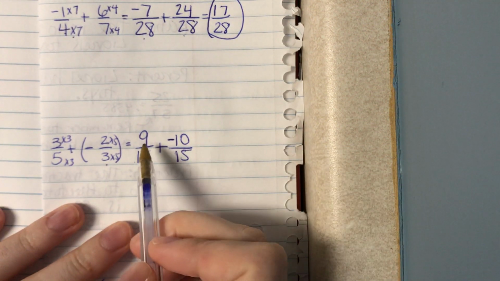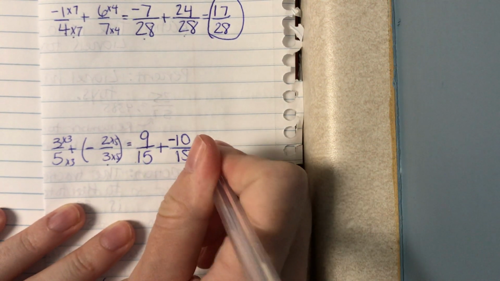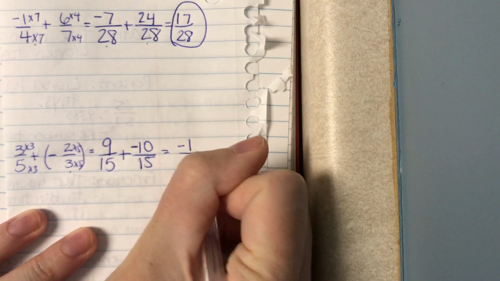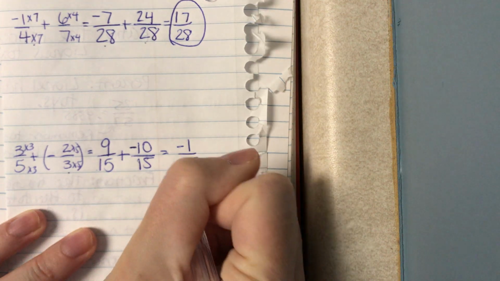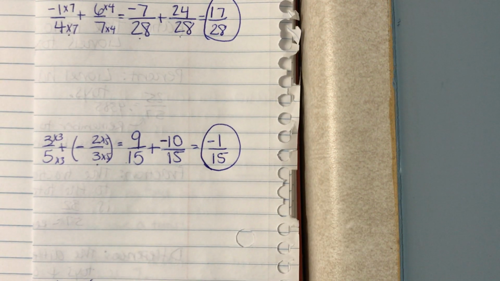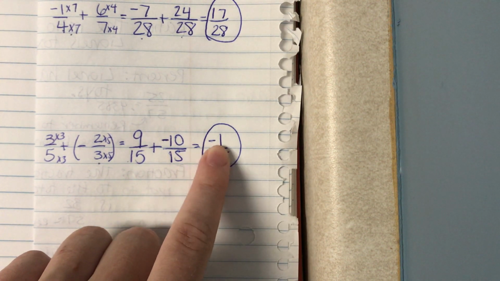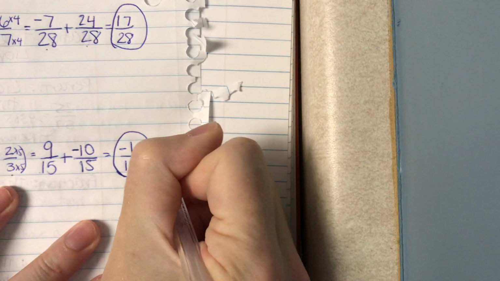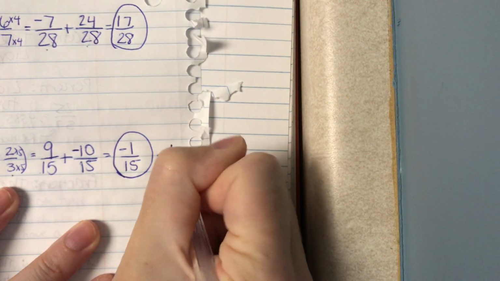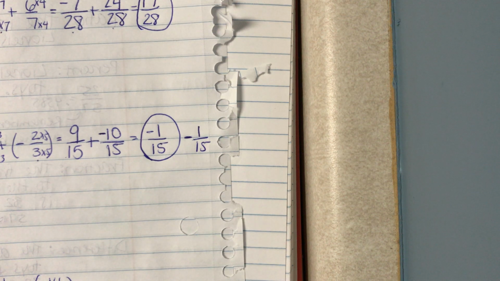All right. So 9 plus -10 is going to give me -1. And then I still have 15 on the bottom. So -1 over 15 is going to be my final answer. I can't simplify that at all. So when you're writing your answer, the negative sign can go either with the top number or out front. So you could also write this as -1 over 15 like that. Either way is fine. Just don't put that negative sign with the bottom number.